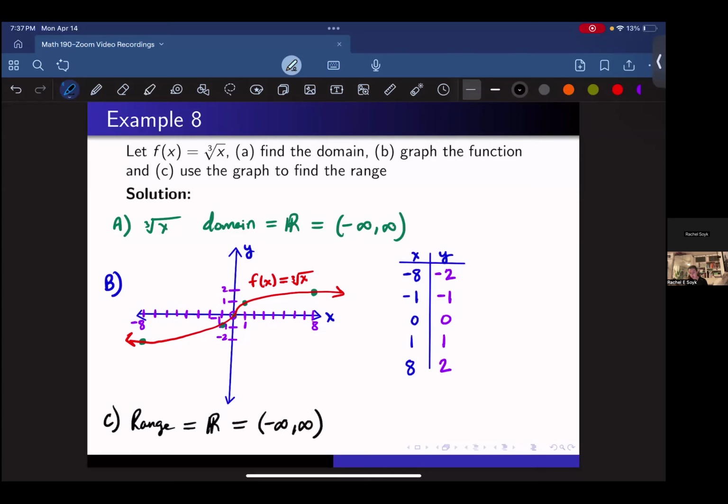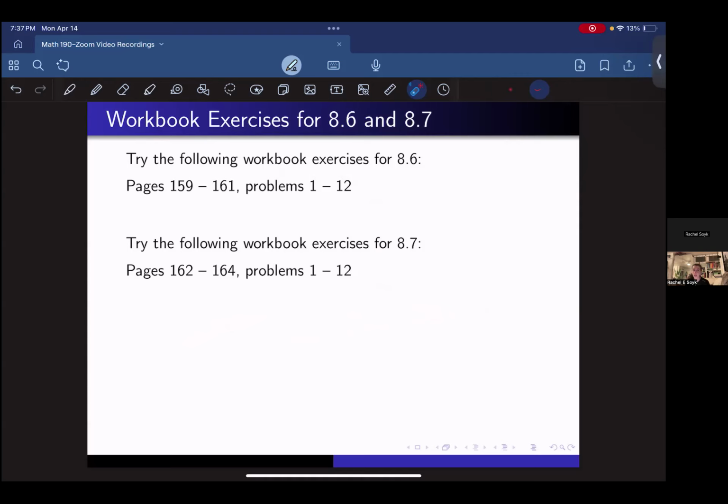That was the last example for our section 8.6 and 8.7. These are some great additional problems from our workbook to really enforce your knowledge and understanding of this unit. Highly, highly recommend. But let me know if you have any questions beyond this.